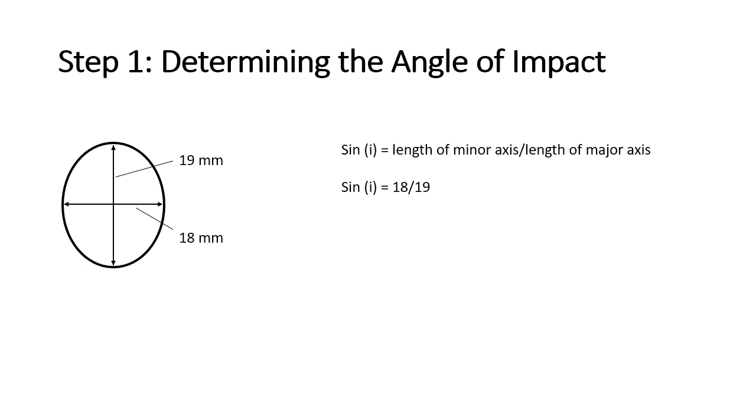19. And then if we want to solve for the angle of impact, we are actually going to take the inverse sine. So in your calculators, you would plug in the inverse sine. So you might have to hit second sine and then 18 divided by 19. And when we do that, we are going to get an angle of impact of 71 degrees.